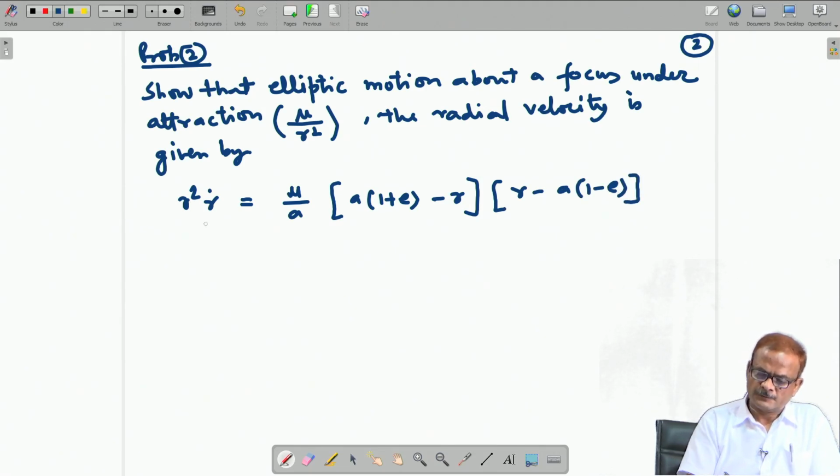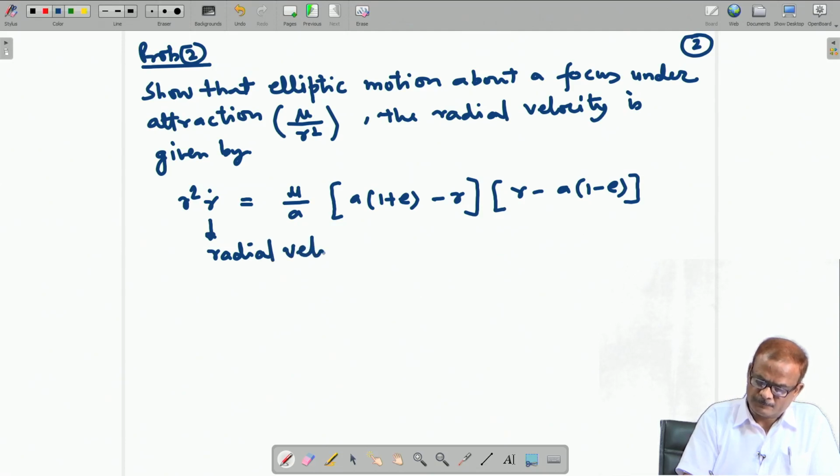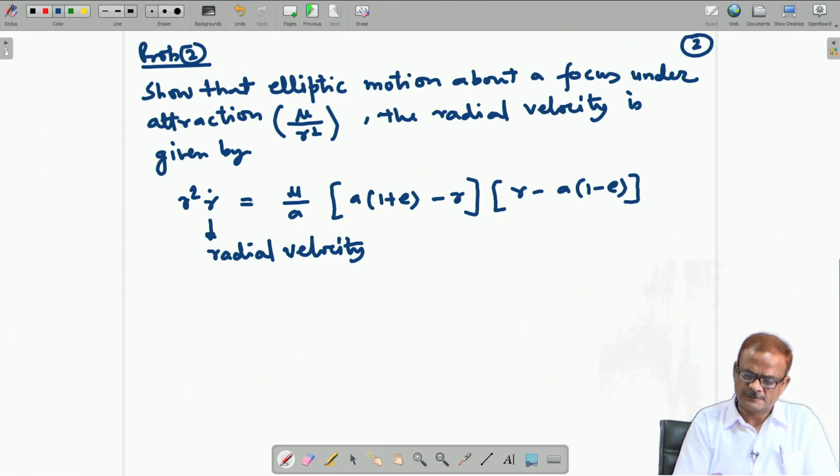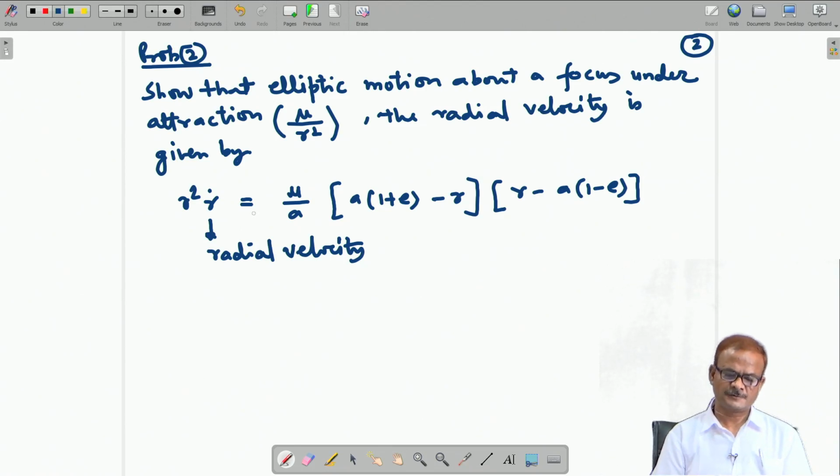So this is what we need to prove. This part is your radial velocity. We can divide by this r square here, and this will be mu by a r square. So this is the expression for the radial velocity.